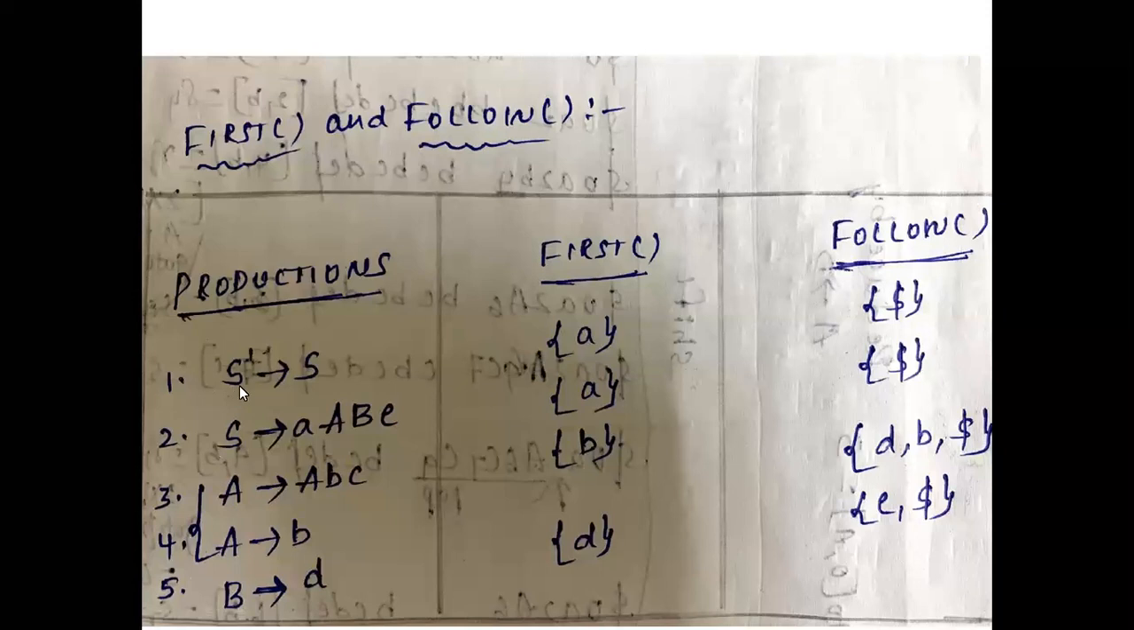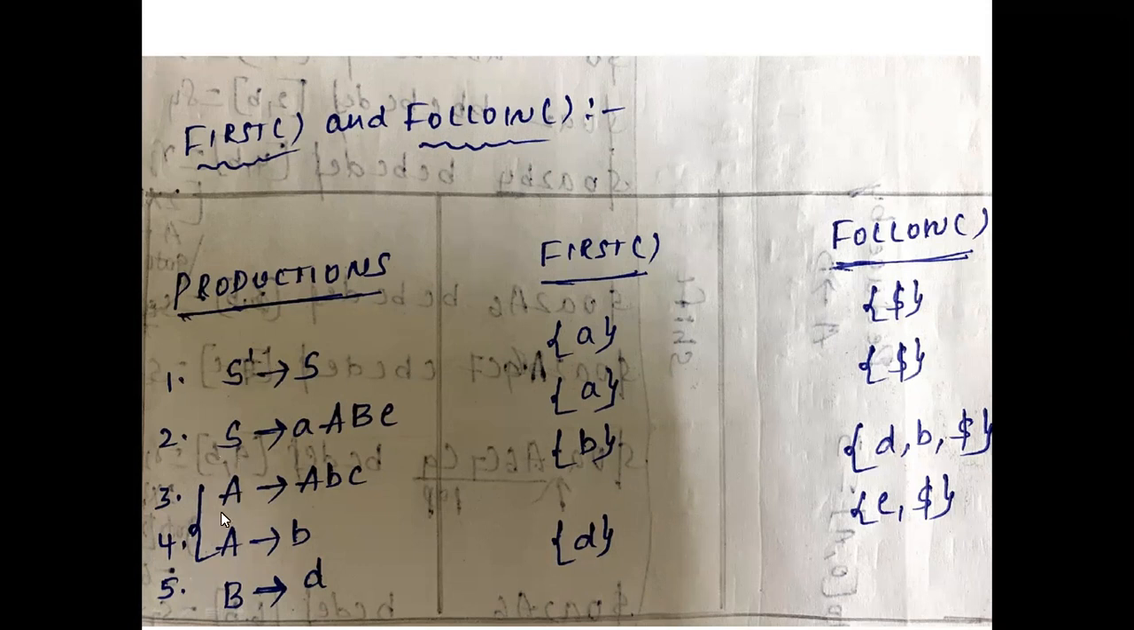So we are taking the rules like this: S dash tends to S, S tends to A, A tends to A B C or B, and B tends to D. What is first of S dash? First of S dash is first of S. And what is first of S? First of S is first of A. Where A is a terminal, so we directly write the answer as the set A. And for S, it is also the set A. Up to now, we constructed the first function for S dash and S.